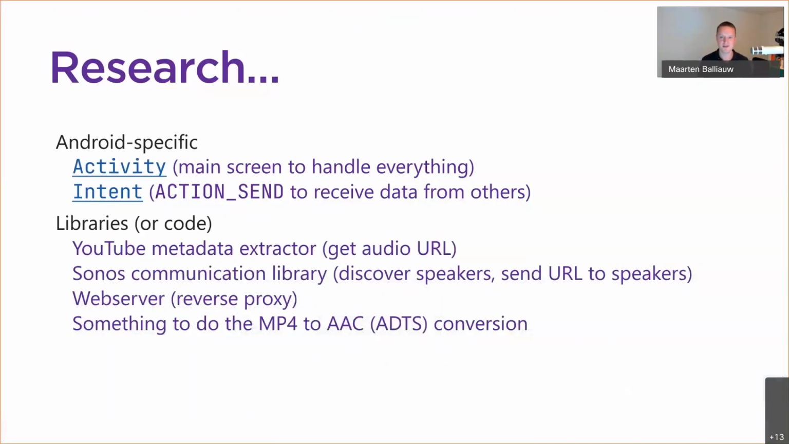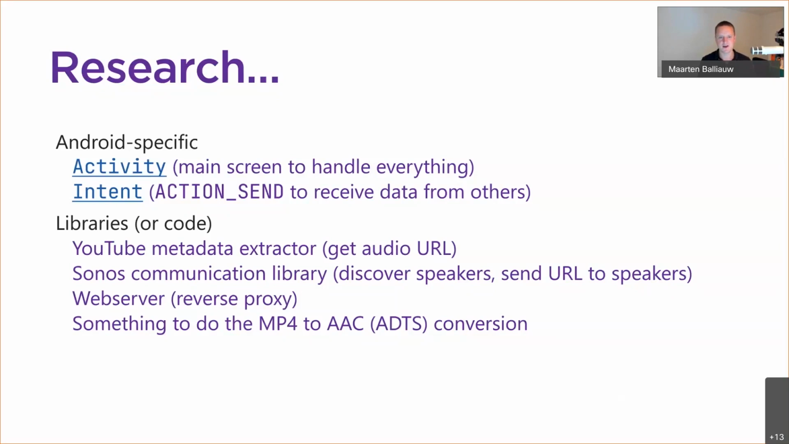Next up was more research. I started researching Android-specific things like the activities. What does that main screen do? How could I receive that share URL from my YouTube application and start working with that? So I looked into activities, which is essentially the screens and different activities that you can have on your phone, and intents, which are, for example, the sharing intent to receive data from other applications. Read the documentation on that. It seemed doable, so okay, fine.